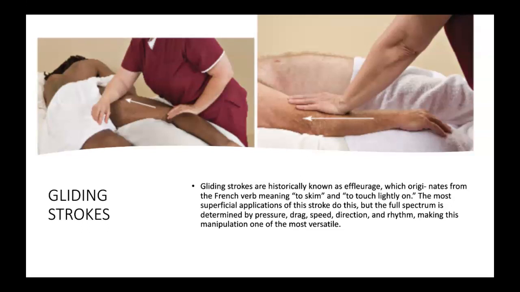So effleurage is what we use to warm up the tissue. It's used as a transition in a lot of our techniques when we're massaging. It's the most superficial application of the stroke. The full spectrum is determined by the pressure, drag, speed, direction, and rhythm, making this manipulation one of the most versatile. You can go at a tempo when you're doing the effleurage. You can go slow. You can go fast. You can change the direction from the heart going back down to the feet. Like it mentioned, it is a very versatile stroke in what we do in massage. But keep in mind, gliding stroke is another terminology known as effleurage. Hint, hint.